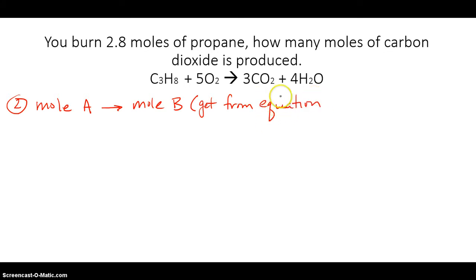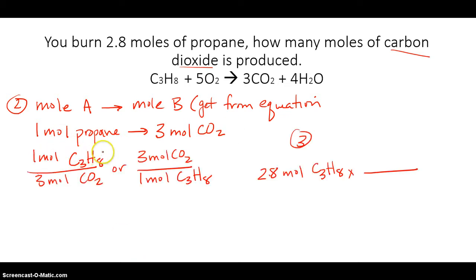So we're creating the tiles. I know from my equation that 1 mole of propane is my given, and B, remember, is the one that I don't know. In this case, it's going to have to be carbon dioxide. Based on this, I know that it is a 1 to 3 ratio, meaning 1 mole of propane to 3 moles of CO2. So now I create those tiles.